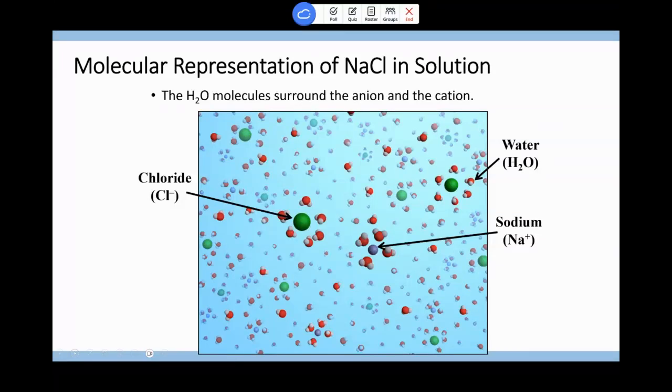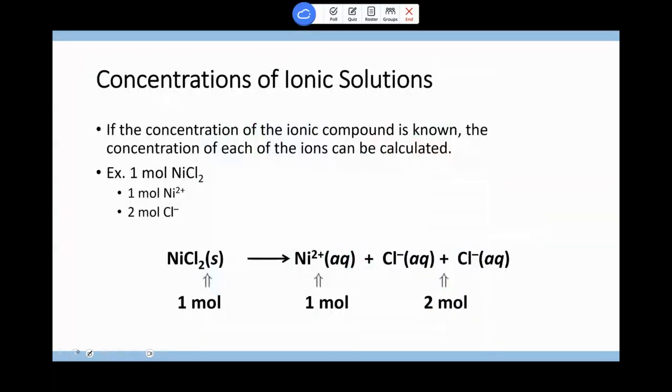So if we're describing the molarity of sodium chloride, really what we're describing is the molarity of these individual ions. Now, in sodium chloride, these ions dissociate in a 1-to-1 ratio. For one mole of solid sodium chloride, we have 1 mole of sodium cations and 1 mole of chloride anions. But that's not always the case. We've seen different ionic compounds.